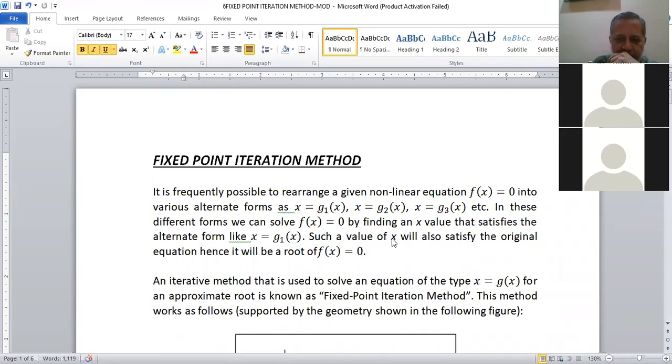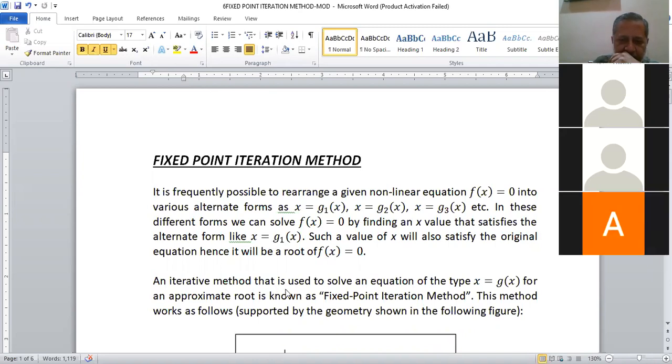Such a value which satisfies this equation x = g(x) will also satisfy the original equation f(x) = 0. Hence, solving this equation, we get a solution of our original problem. We rearrange this equation into this form and find a value of x that satisfies it, which will be a root of this equation. An alternate method that is used to solve an equation of the type x = g(x) for an appropriate root is known as fixed point iteration method.